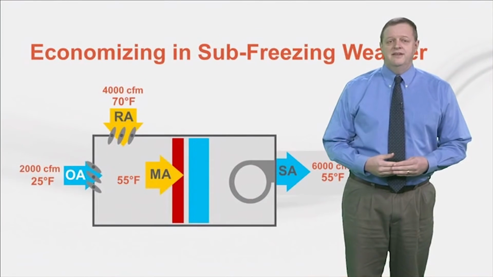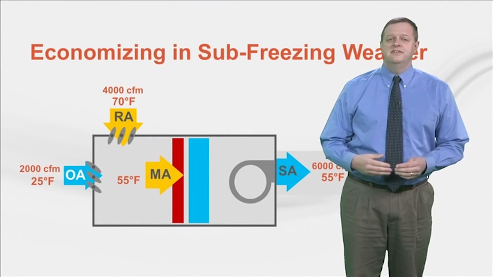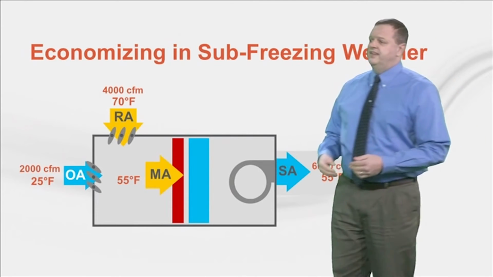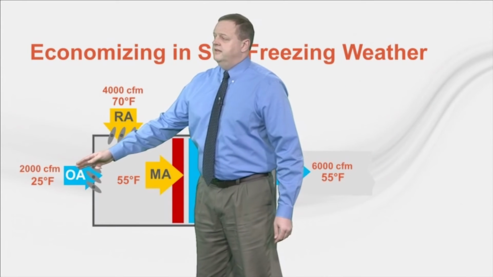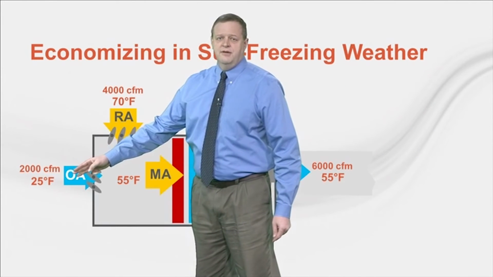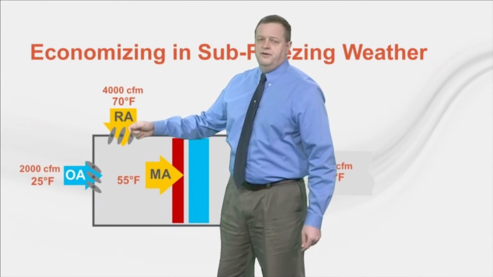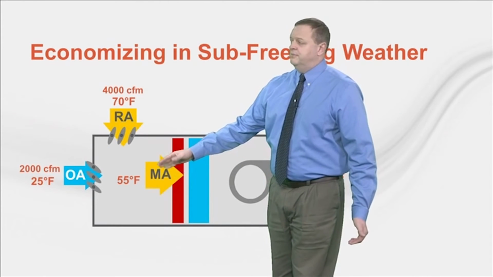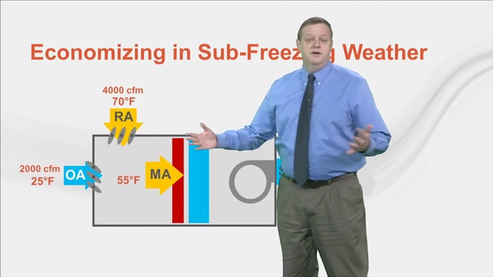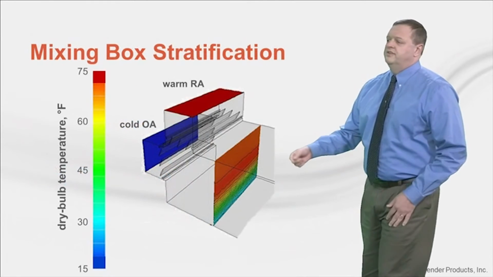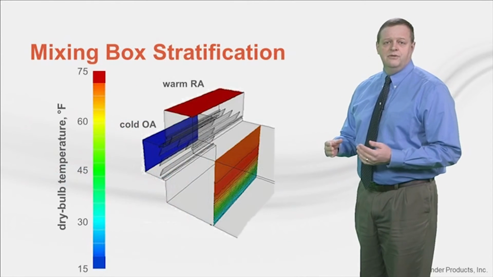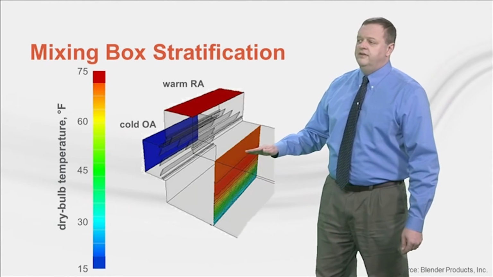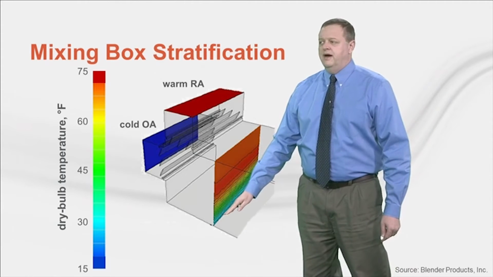This affects an airside economizer because in some systems, the economizer might still be modulating to use this sub-freezing air for cooling. In this example, it's 25 degrees outside. The economizer is mixing 2,000 CFM of this outdoor air with 4,000 CFM return air. The resulting mixed air temperature is 55 degrees. But the problem is that this mixed air does not mix perfectly. This image shows a CFD model of what happens when this very cold outdoor air enters the mixing box. The air stratifies, with the warmer air near the top and the colder air down here near the bottom.